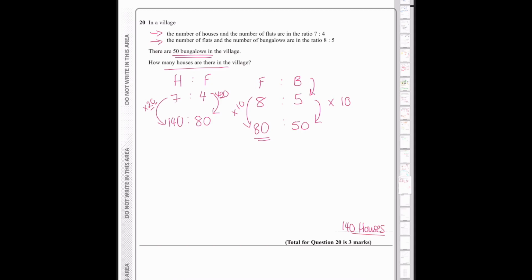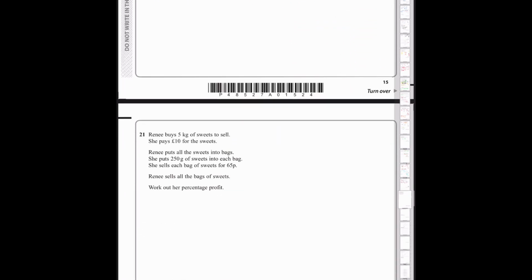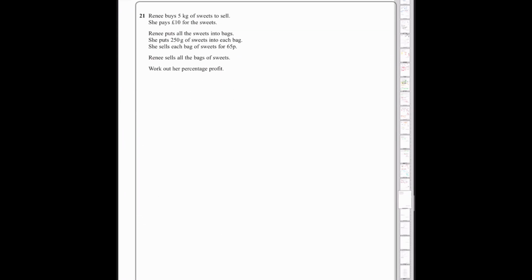All right then, so let's move on to question 21. This is quite a nice question, I thought, and you get 4 marks for it. Renee buys 5 kilograms of sweets to sell, and she pays £10 for the sweets. Renee puts all the sweets into bags, and she puts 250 grams of sweets in each bag. She sells each bag of sweets for 65p. Renee sells all the bags of sweets. Work out her percentage profit.